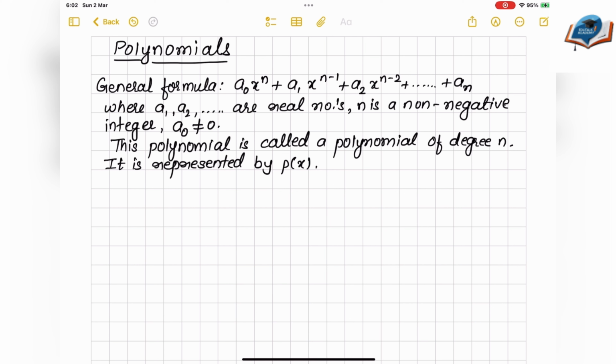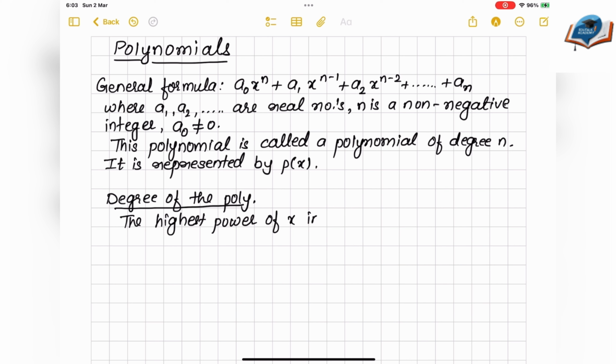Now, next thing which you should know is degree of the polynomial. The highest power of x in a polynomial p of x is called the degree of the polynomial.